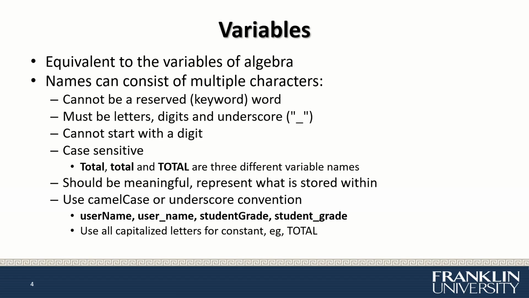There are two conventions for naming a variable. One is called camel case, where for a multi-word variable, the first word is all lowercase, and the first letter of each subsequent word is uppercase. The other convention uses underscores, for example, user underscore name. These are conventions you will see in many programming languages. You can choose camel case, or you can choose the underscore convention. Whichever you choose, stay consistent with that.